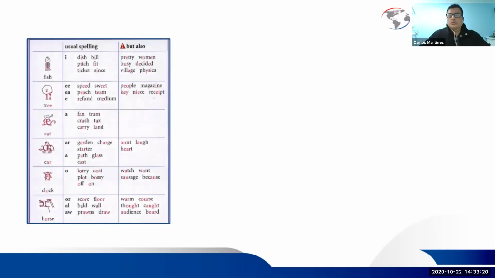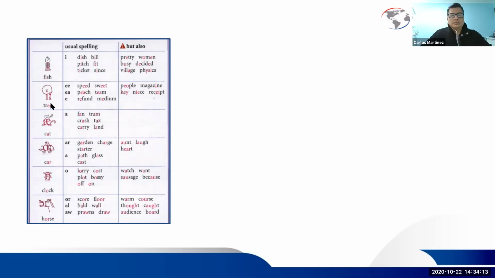Now, apart from the sound, I'm going to show you the letters that represent the sound. For example, the sound i is normally represented by the letter I, like dish, bill, pig, fit, ticket, and sins. But also sometimes by the letter E, like pretty; the O, like you don't say woman, you say women; busy; you don't say decide, you say decided; village; and you don't say physics, you say physics, like fish.